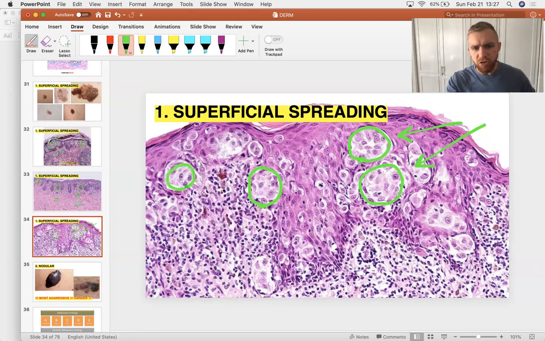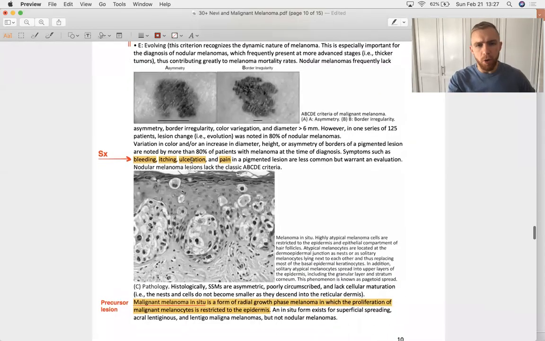So we've got these nests of pretty clear melanocytes. Here's one down at the bottom that's getting into the dermis. And that's your superficial spreading melanoma, which is the most common.